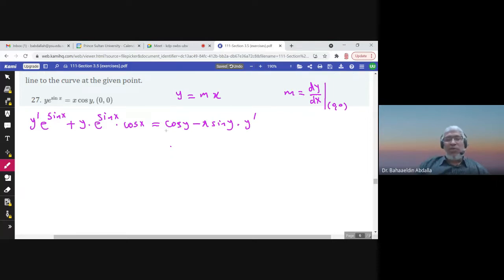Now I need to find y prime at (0, 0). So let me replace x by 0 and y by 0 in this equation. Sine 0 is 0, e to the power 0 is 1, so I have y prime plus y times 0, so this term is cancelled. Cosine 0 is 1. x here is 0, so this term is cancelled. So y prime is 1. So the equation is y equals 1 times x, or y equals x.